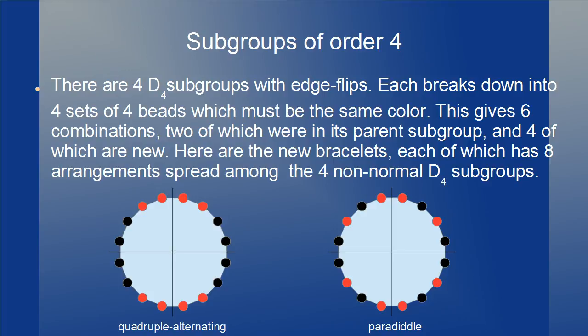In this row we have n equals 4, so that 32 over 4 equals 8 arrangements per bracelet. We therefore expect 2 new bracelets over these 4 subgroups, and with little effort we can find them. I'll call the one on the left the quadruple alternating, which is obvious, and the one on the right paradiddle, because this pattern is the same as for drummers who do that drum exercise called the paradiddle.